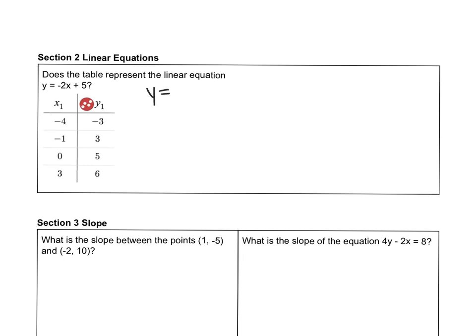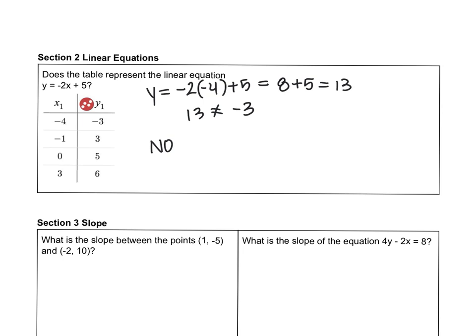So start with y equals negative 2 times negative 4 plus 5. Negative 2 times negative 4 is 8, plus 5 is 13. And 13 does not equal negative 3. So the answer is no.